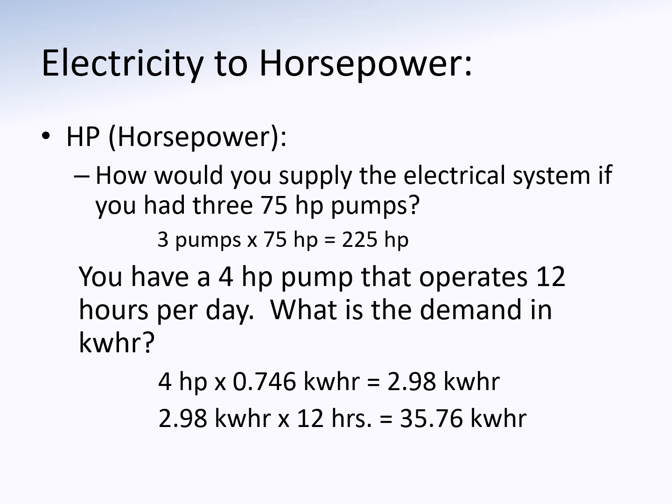But if you had a 4 horsepower pump that operates 12 hours per day, what will be the demand in kilowatts per hour? You would take that 4 times, and since we're dealing with kilowatts here, 0.746 kilowatts per hour. And so you would need 2.98 kilowatts per hour. Then you would take that and times it by 12. So 2.98 times 12, and you get 35.76 kilowatts per hour. So that would be your demand.